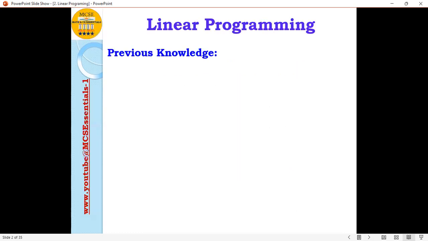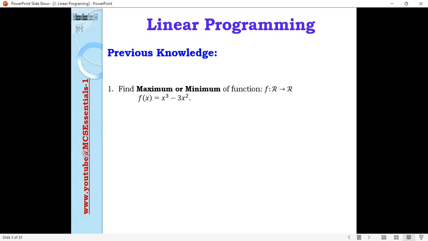So in our previous knowledge, we have been solving problems in which we are asked to find the maximum or minimum of a function in which only one variable is involved. For example, f of x is equal to x cube minus 3x square. Now, the job of finding the maximum or minimum value of this function f of x was done with the help of derivatives, which come from calculus.